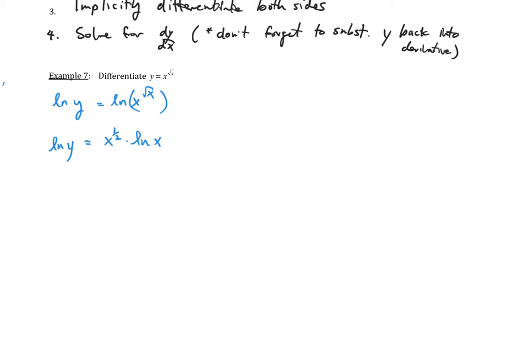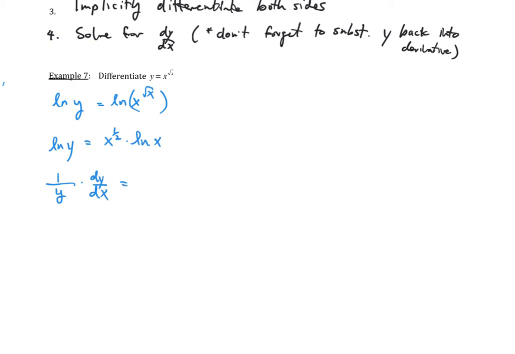Now in step 3, we want to use implicit differentiation to differentiate both sides. When we differentiate the left-hand side over here, we need to use the chain rule. The outside function is natural log, and the inside function is y. So the derivative of the outside function, the derivative of natural log, is 1 over something. We've got to keep the inside function. The inside function is y. And then we've got to multiply by the derivative of the inside function. The derivative of y is just dy dx.